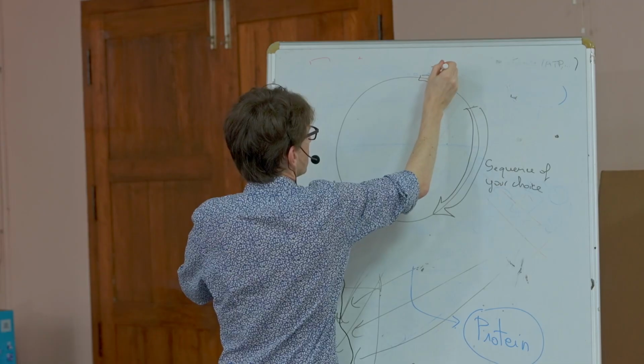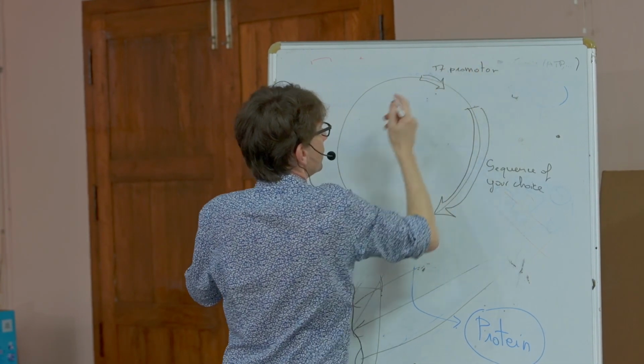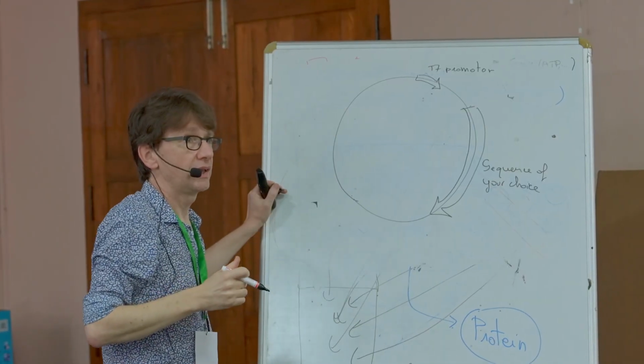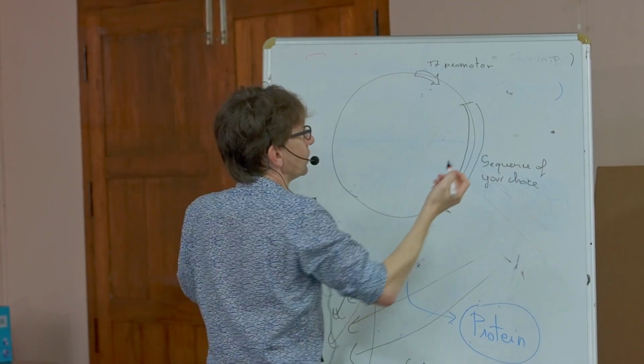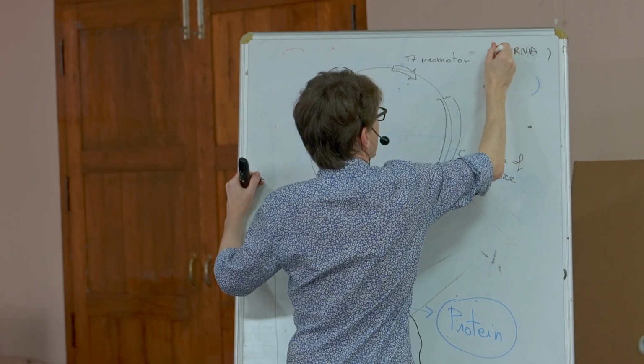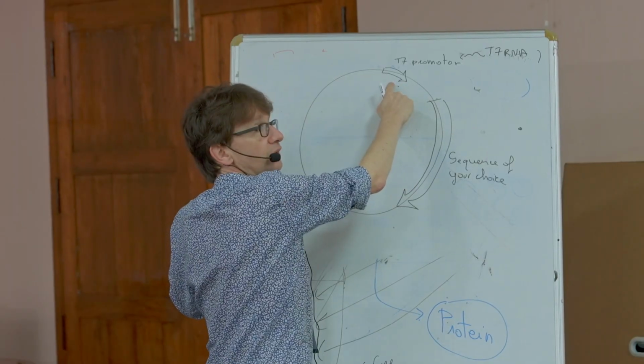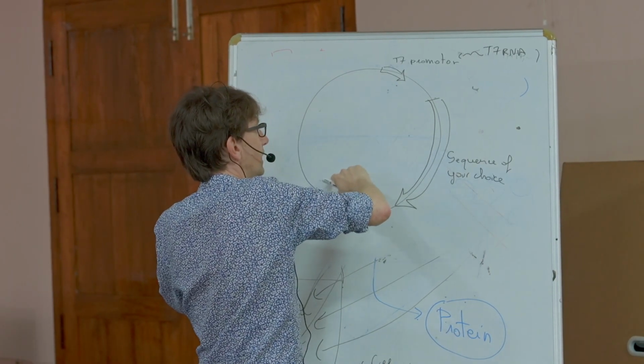So here, this will be recognized by the RNA polymerase. So it's important. If you use T7 RNA polymerase, it will be able to recognize this, and it will know that it has to start reading from here. It doesn't have to read this part.